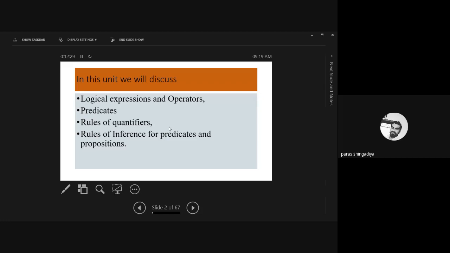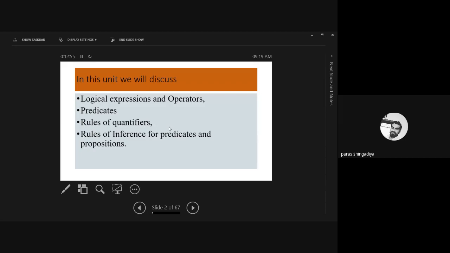These are the topics that we'll learn in this unit. Logical expression and its operator. We have some logical expression, for example OR gate. You are already aware of it, as you already learned in the electronics subject. OR gate, AND gate, NAND gate.